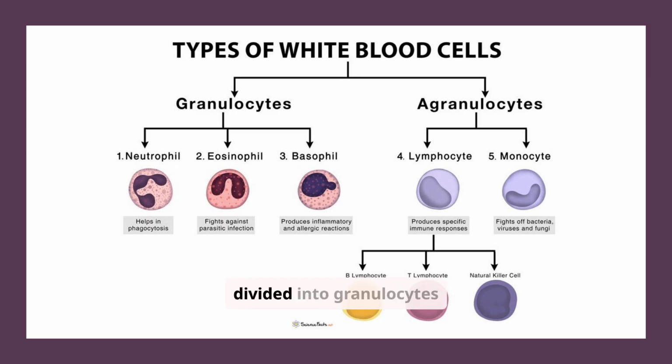White blood cells are divided into granulocytes, neutrophils, eosinophils, basophils, and agranulocytes, lymphocytes, monocytes, each with specific roles in fighting infection and inflammation. Granulocytes have visible granules and act fast. Neutrophils, bacterial killers. Eosinophils, allergic reactions and parasites. Basophils release histamine. Agranulocytes are slower but essential for long-term defense. Lymphocytes, B and T cells. Monocytes become macrophages.